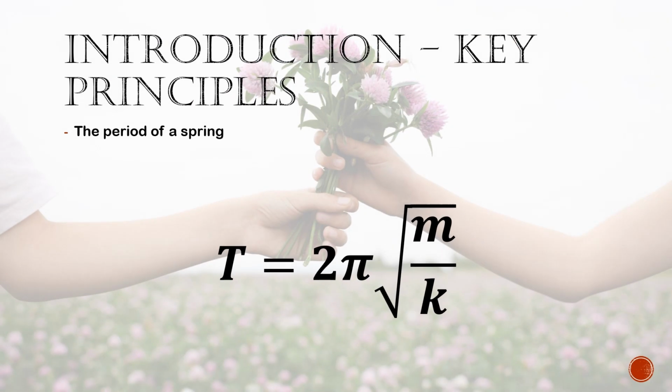The period of a spring is given by the following formula, where T is the period, m is the mass, and k is the spring constant. The formula will be used to determine the stiffness of our spring based on the measured period.